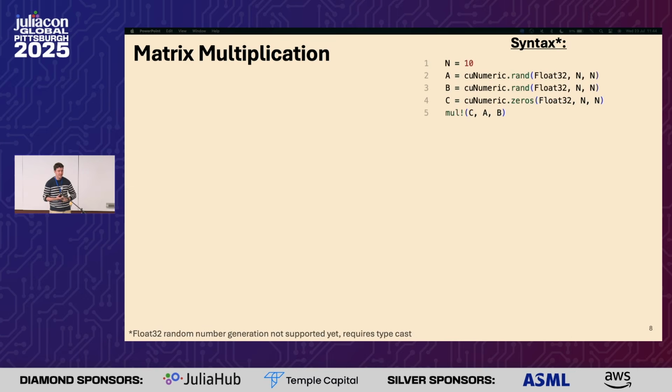The next kernel we looked at was matrix multiplication. If we can't do this, we probably shouldn't have come to JuliaCon to present our work. The syntax looks like this, and just one caveat.